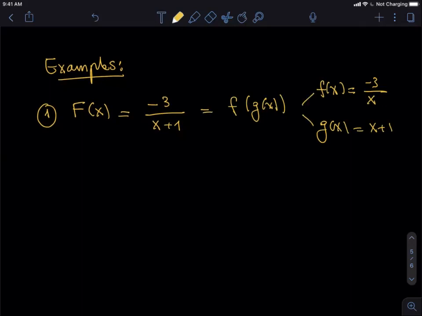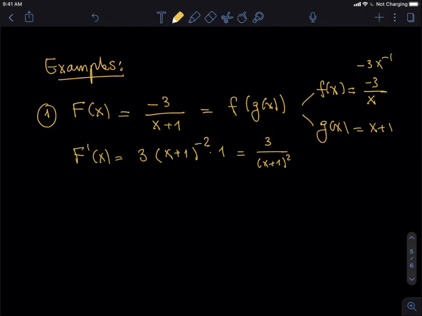All right, so we can do this using the chain rule. The derivative of f is -3x to the -1. This will be 3 times x to the power -2. And then in place of x, I place the function g, x plus 1. And then I multiply by the derivative of g, which is 1. Okay, so what I get is 3 divided by x plus 1 squared.